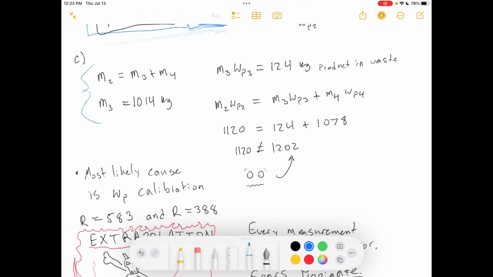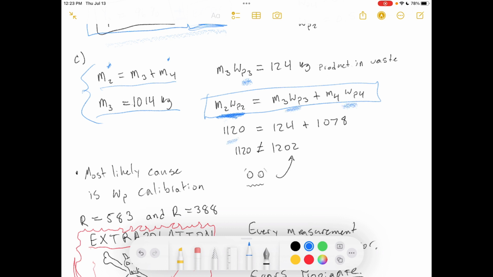Well, here's my analysis of how I know that not all of the data can be correct as written. I just do a mass balance here. We know the mass of stream 2, and we know the mass of stream 4, so we can calculate what the mass of stream 3 is. We also know the mass fraction of P in stream 3. So let's do our mass balance around P. The mass of P in stream 2 should equal the mass of P in stream 3 plus the mass of P in stream 4.